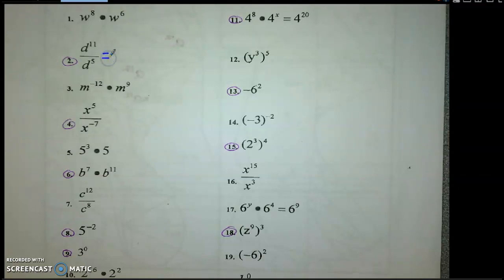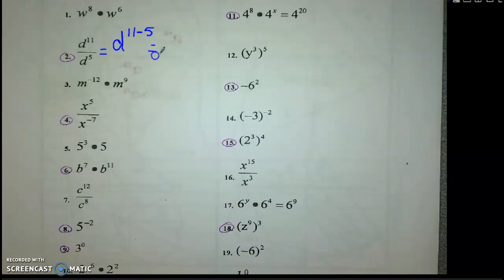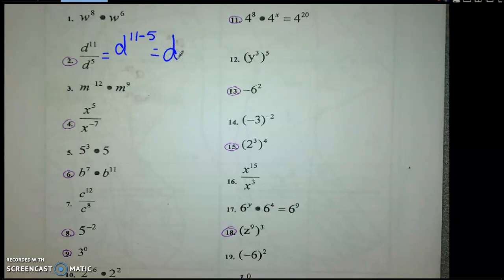Number 2 is the quotient rule. So remember with the quotient rule that we subtract the exponents. So that's going to be d to the 11th minus 5, which ends up equaling d to the 6th power. Now the directions say to simplify and evaluate. When you have the variable, that is as far as you can go. So d to the 6th is your final answer.